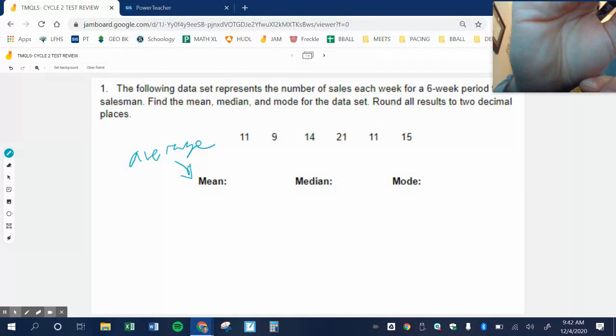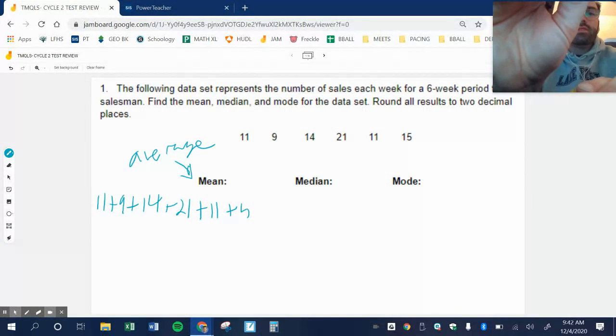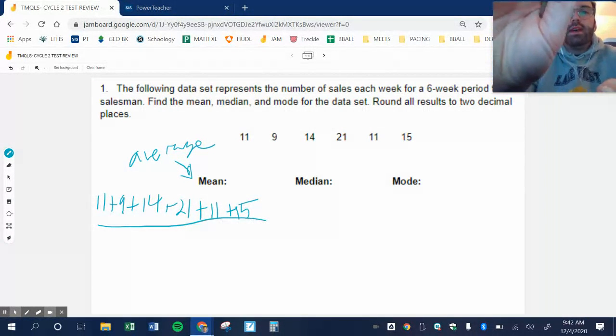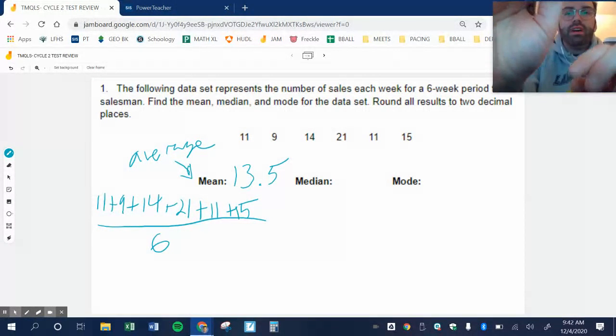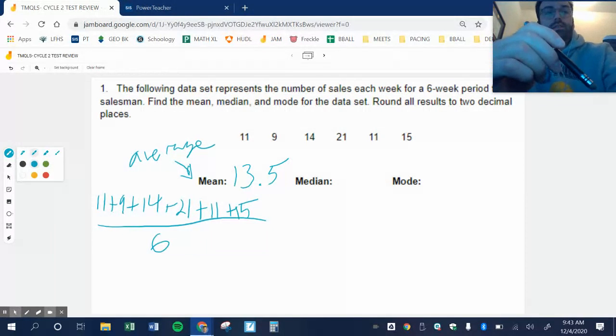Remember, to find the average, I add all my numbers up: 11 plus 9 plus 14 plus 21 plus 11 plus 15. And divide by the number of numbers that I have: 1, 2, 3, 4, 5, 6. All right, I'm going to do that one second. I got 13.5.